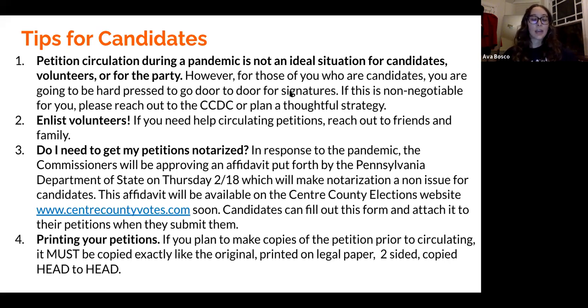If you are a candidate running, you're going to want to enlist volunteers. Reach out to your friends and family to help with circulating petitions. We will train them and we will give them the resources needed to do it effectively.